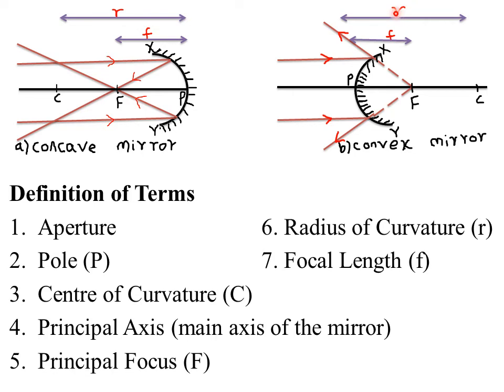Alternatively, you can define the radius of curvature as the distance from the center of curvature to the pole of a sphere.